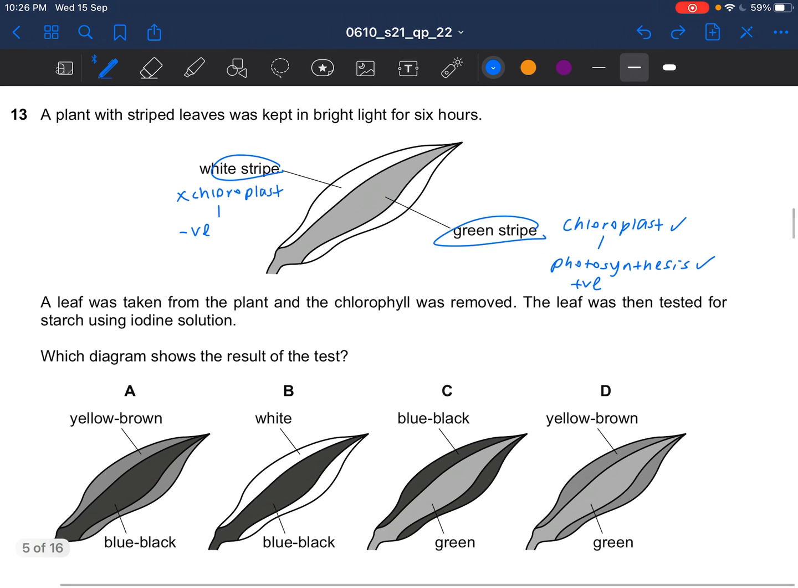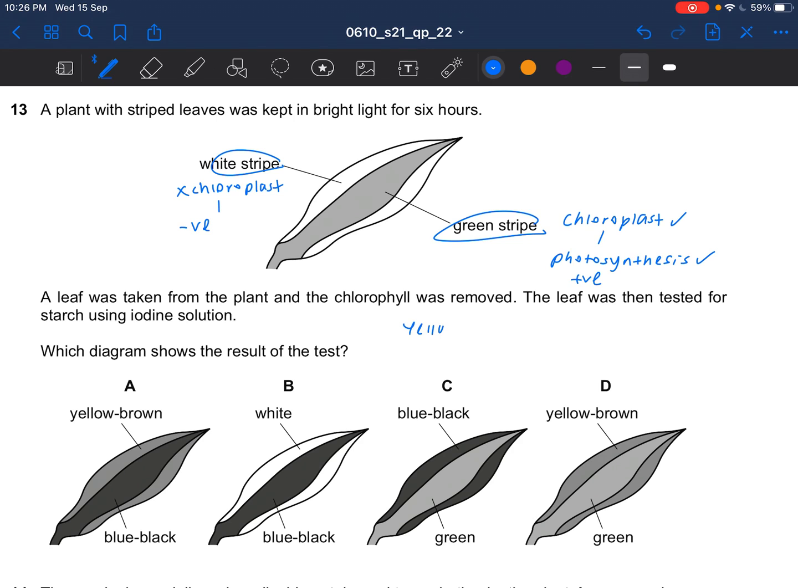For iodine, a positive result would change the iodine solution, which is yellow brown, to blue black. So the answer should be A, negative positive.